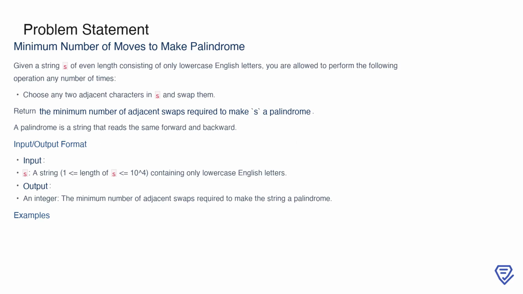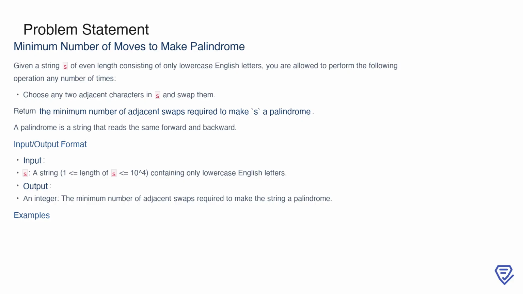The problem we're solving is to determine the minimum number of adjacent swaps required to turn a given string into a palindrome. A palindrome is a string that reads the same forwards and backwards. The input string, S, will consist only of lowercase English letters, and its length will be an even number ranging from 1 to 10,000. The only operation you're allowed to perform is swapping two adjacent characters in the string. Our task is to calculate the minimum number of such swaps needed to make the string a palindrome. If it's not possible to rearrange the string into a palindrome, the output should indicate that as well.